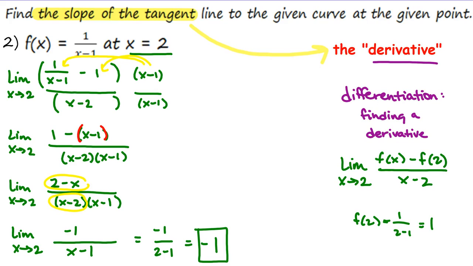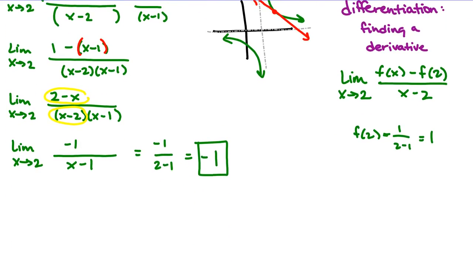What that means is you have this rational function. It has a vertical asymptote at 1. It probably looks like, I'm just guessing, it probably looks like this in some way. And when x equals 2, the slope of the tangent line is negative 1. That's what that's saying. Anything else below there? Nope.